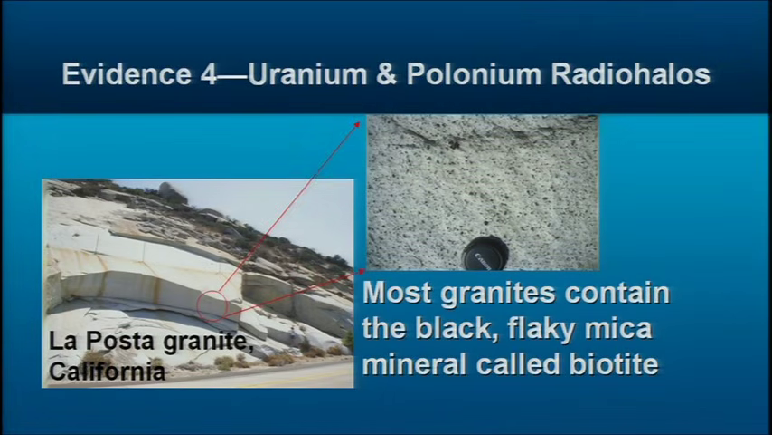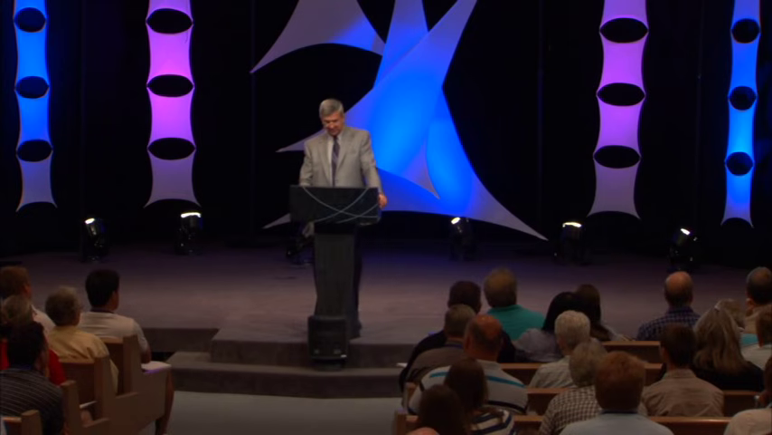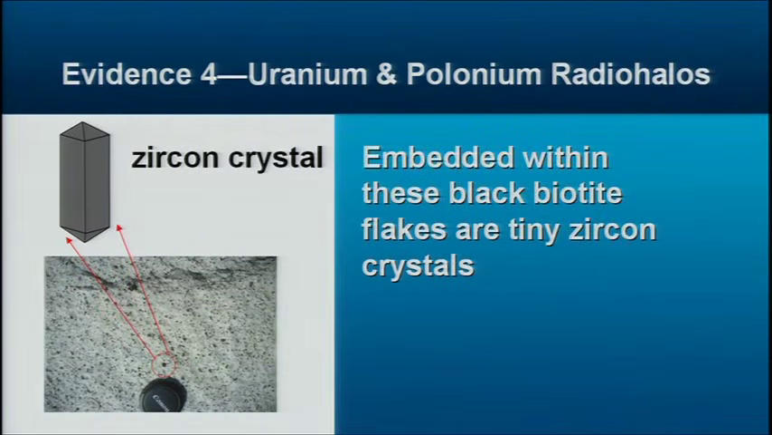Again, we go to a granite, say in Southern California, east of San Diego. Most granites contain a flaky black mineral called biotite. It's a mica mineral. You can peel the flakes apart. There's a white mica and there's a black mica. The black one is called biotite. And inside these biotite crystals, we find zircons. Again, this interesting crystal called zircon, zirconium silicate. It's interesting because it has uranium atoms in it, okay?